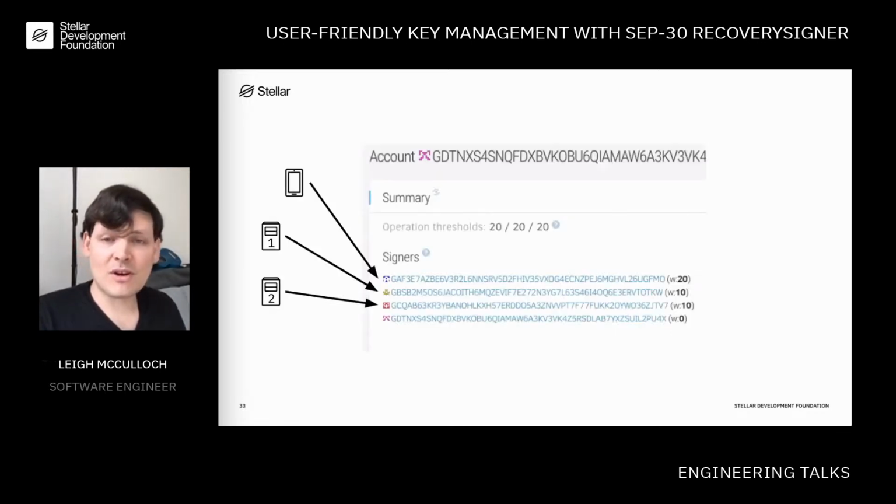Here's an example of what it looks like on a public block explorer on the public Stellar network. This is an account on the public network with its threshold set to 20, and there are 4 signers. The master key at the bottom with a weight of 0, meaning that it has no control over the account. A device key with a weight of 20, so that the device has complete control of the account. And then 2 recovery servers that each have weights of 10.